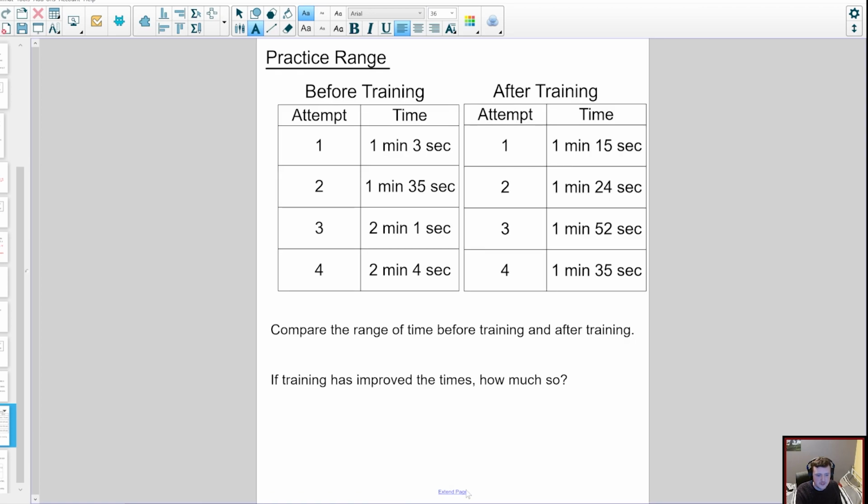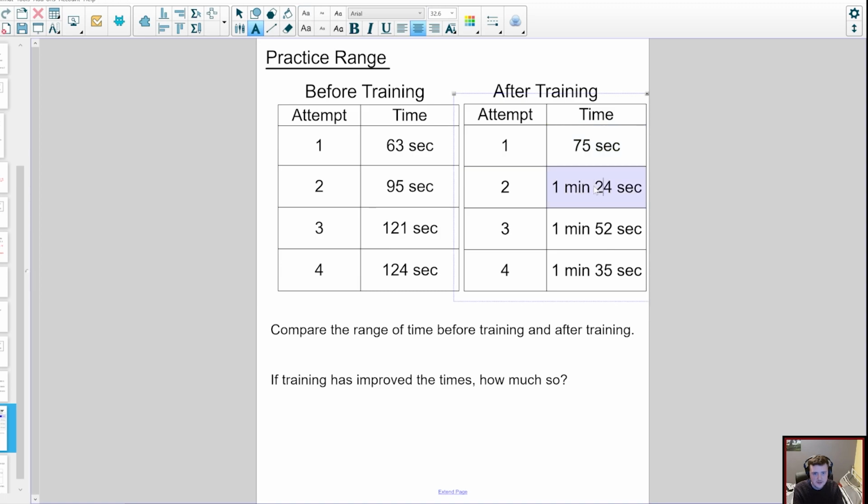Okay, so this one is a little bit tricky because it's thrown in some time as well, and often in functional skills they will throw in 2 or 3 different topics within one question. And so this question is all about time. So the first thing I'm going to do is change all of my times to seconds because then I can compare them like for like. So I'm going to say this is 63 seconds, this is 95 seconds, this is 121 seconds, and this is 124 seconds. Changing it here, this is going to be 75 seconds, this is going to be 84 seconds, this is going to be 112 seconds, and this is going to be 95 seconds.